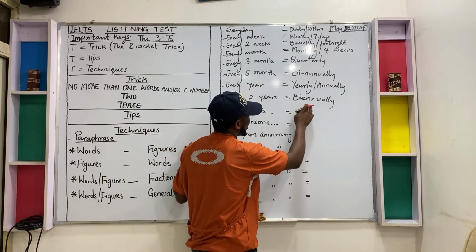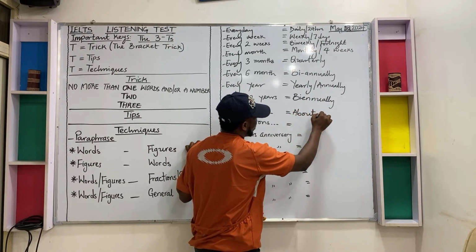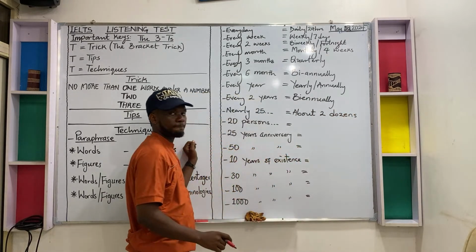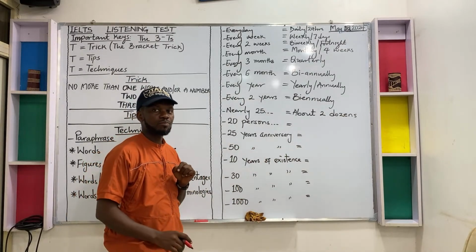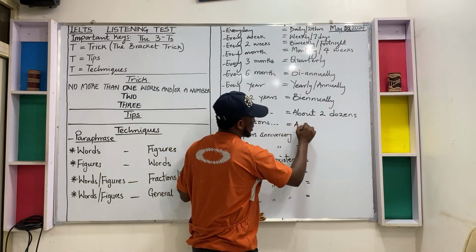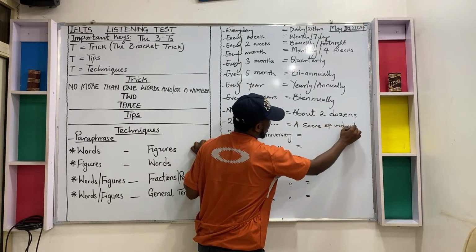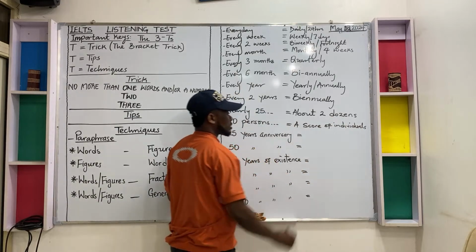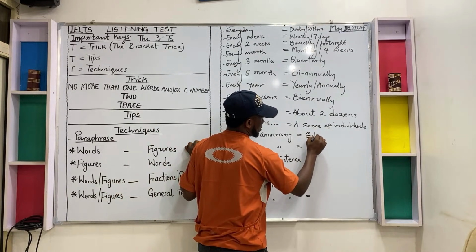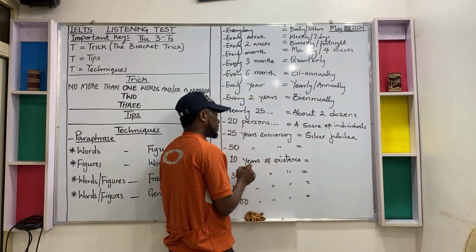How might we express something that is nearly 25? About 2 dozens. 20 is a score, a score of individuals. 25 years, Silver Jubilee. 50 years, Golden Jubilee.